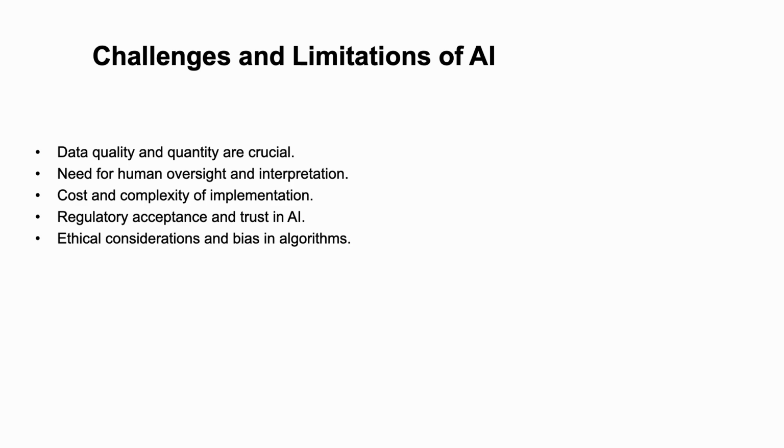While the potential of AI in QSIT is immense, it's important to acknowledge the challenges and limitations. The effectiveness of any AI system is highly dependent on the quality and quantity of the data it is trained on. If the data is incomplete or biased, the AI's predictions will be flawed. There is also a critical need for human oversight and interpretation. AI should be seen as a tool to augment human decision-making, not replace it.